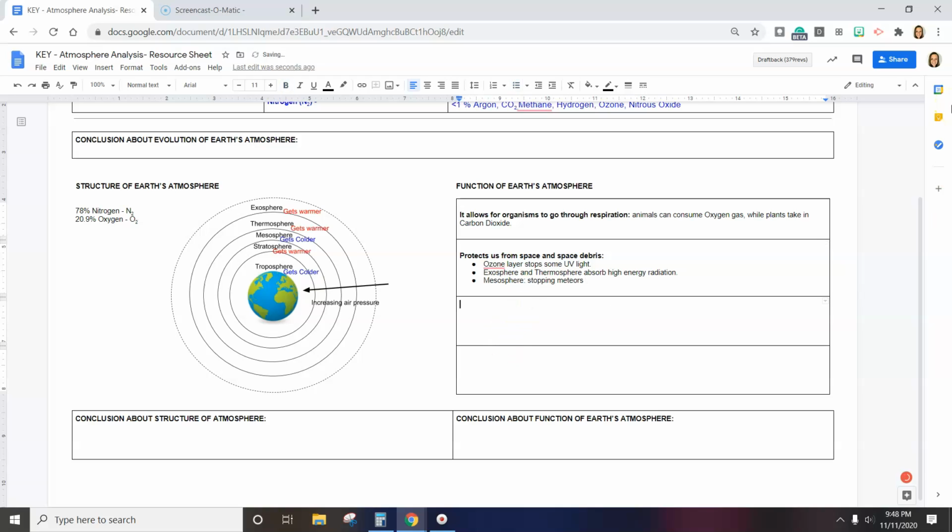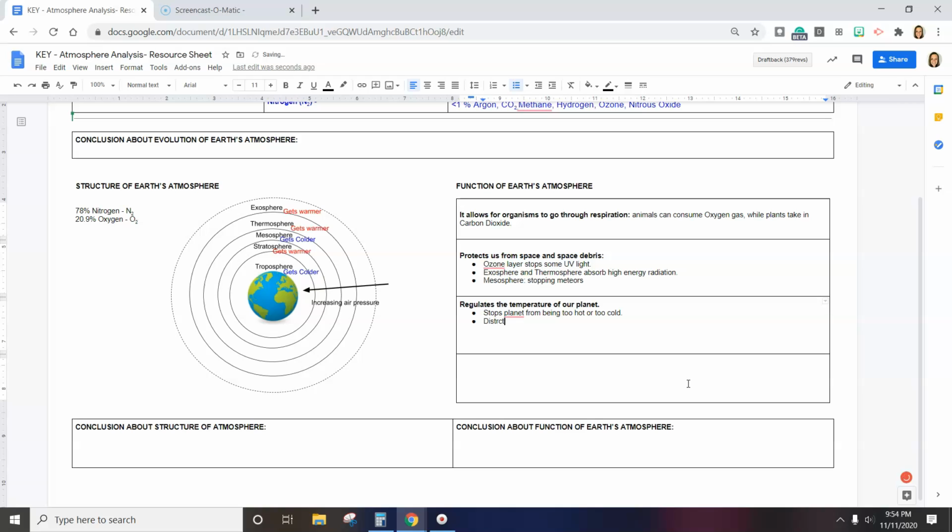Another thing that our atmosphere does for us is that it regulates the temperature of our planet. This stops our planet from getting too hot. It stops our planet from getting too cold. Being too hot or too cold.